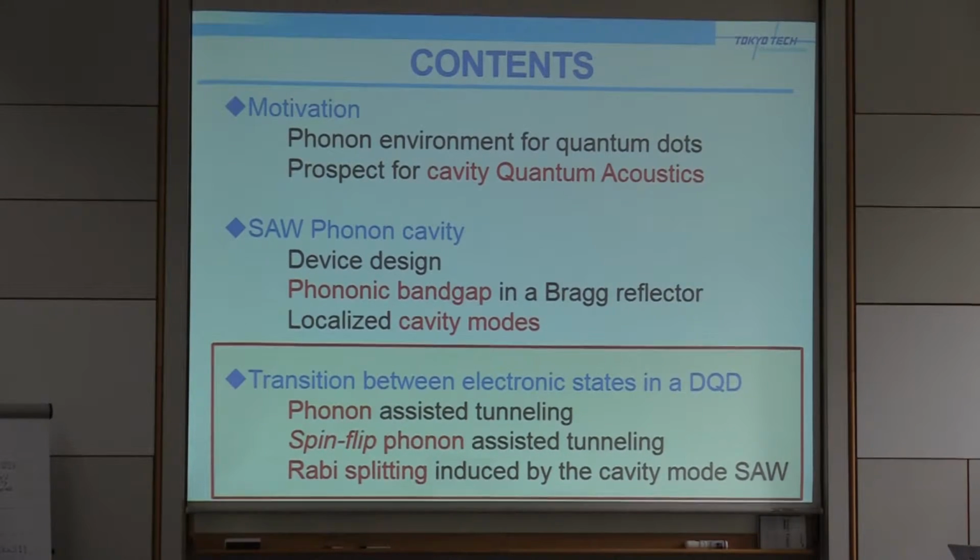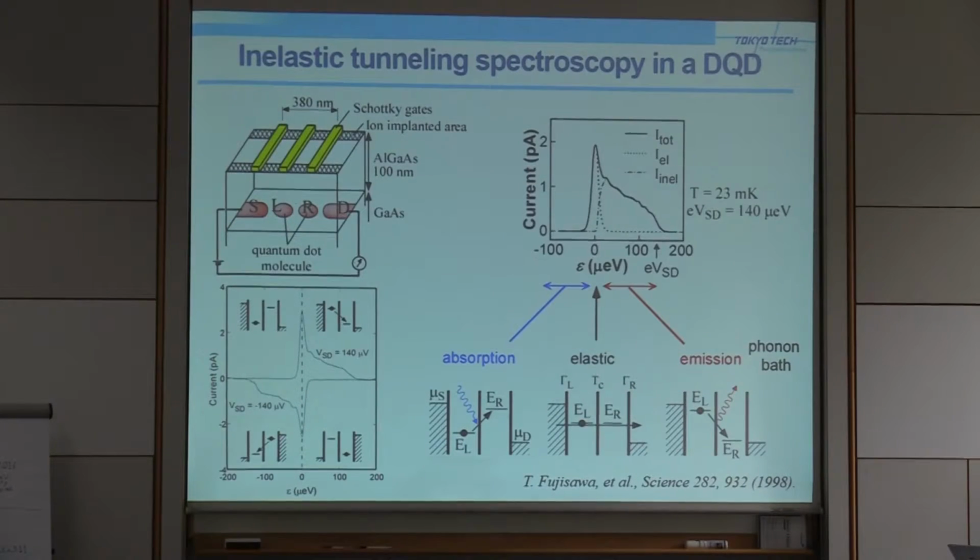Okay, so I move on to the transport characteristic of the double quantum dot. As Wilfred already introduced, we have made inelastic tunneling spectroscopy in a double quantum dot. If you measure the current as a function of the energy detuning between the two quantum dot levels, you see an elastic peak at zero detuning here, but we always find a large inelastic current on the emission side. Of course, if you change the bias polarity, the same spectrum appears on the opposite side, which indicates that the energy is lost by emitting phonons.